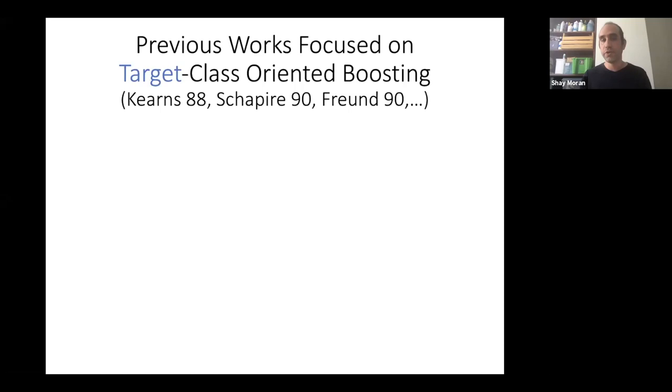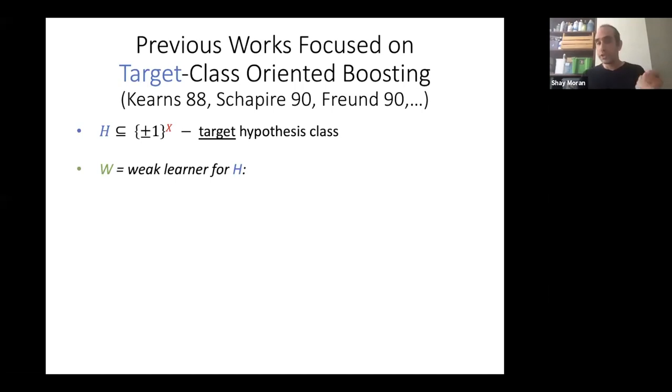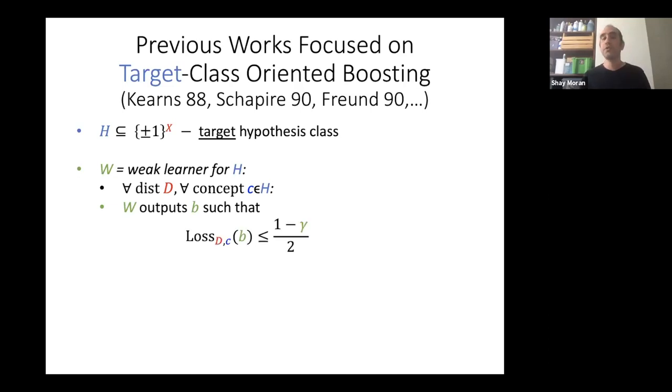So we assume here that there is a target hypothesis class. So we know that the target concept is taken from some fixed known class. And what we are given is a weak learner for this target class. Namely, for every input distribution D and for every concept in the class, if we feed the weak learner with examples labeled by this concept, then it will output a hypothesis which does non-trivially with respect to this particular distribution. And his question was whether this implies that you can efficiently learn concepts from the class to arbitrary precision. So not only bounded away from one half, but arbitrarily small error. Most of the theoretical work on boosting was in this setting.